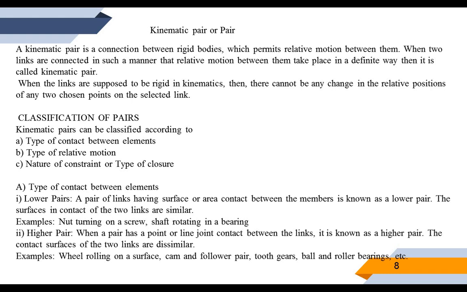The surface and wheel both having dissimilar surfaces. Again cam and follower, cam having different surface and follower having different surface, but cam and follower both are in contact with each other. That's why that is also a higher pair. Also tooth gears, ball and roller bearings, these are also examples of the higher pair where the point and line contacts take place.